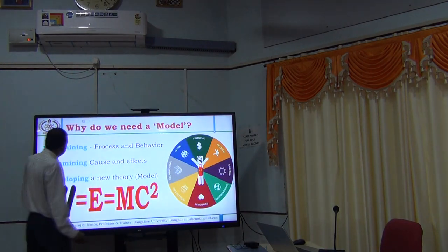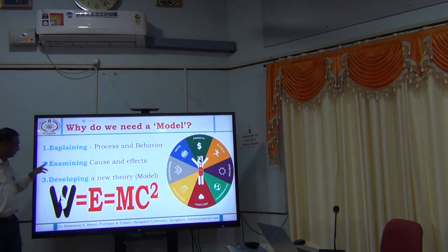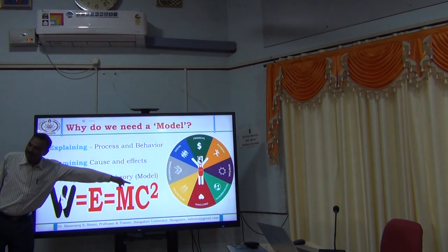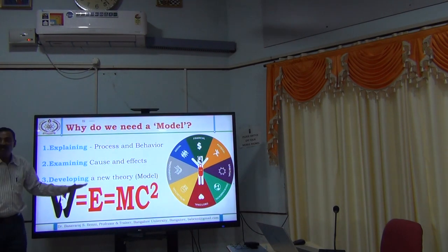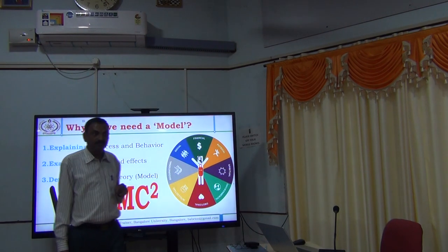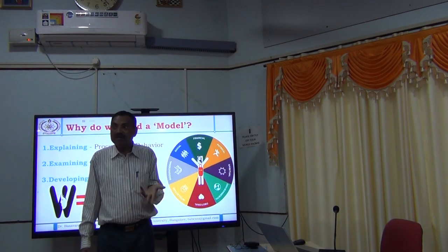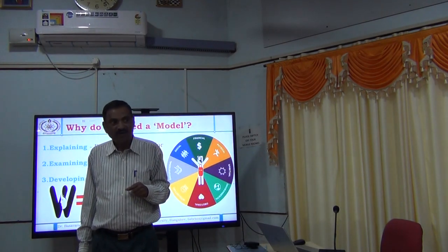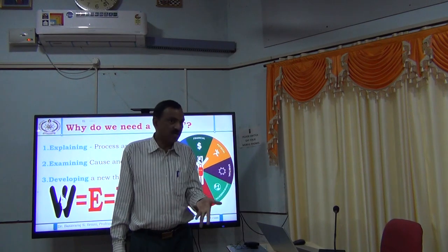Why we need a model: explaining women empowerment, examining the cause and effect of the scheme, and developing a new theory for women empowerment. Just an example like that. Pradhan Mantri Fasal Bima Yojana, or Anna Bhagya Yojana, or Nari Shakti of the Karnataka government.